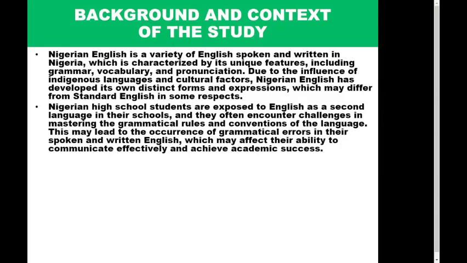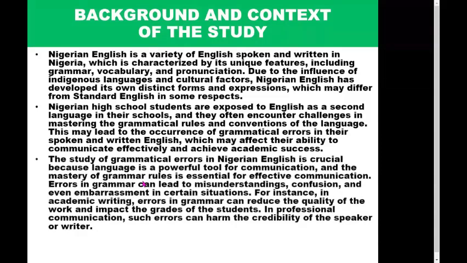It affects the quality of English that the learner tries to produce, but with practice, such errors can be overcome. So let's continue. This may lead to the occurrence of grammatical errors in their spoken and written English, which may affect their ability to communicate effectively and achieve academic success. So the problem is now being stated, and the reason why this study is necessary is also being made clear.